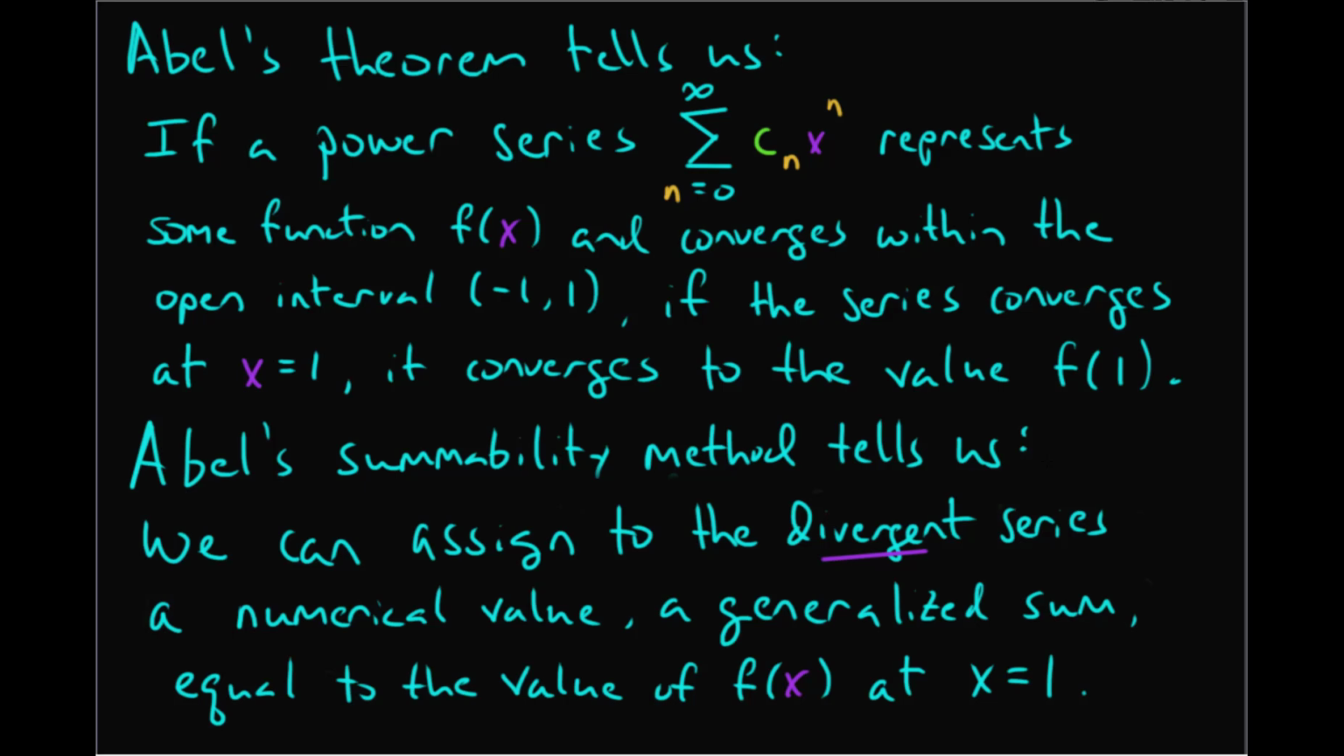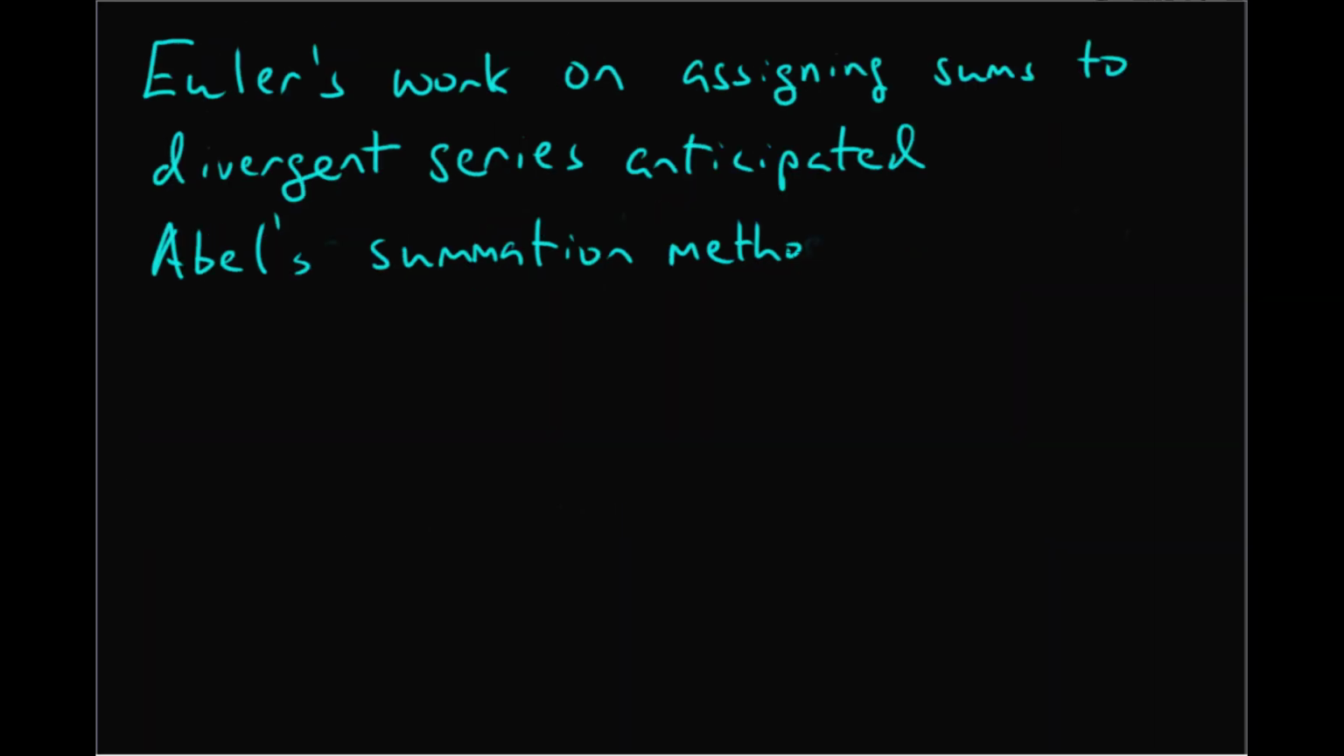One of the reasons Abel's summability method is so appealing is that for series that are known to converge, it gives us back the value for the series that we would expect, whereas we can apply it to many series that would diverge, and it will assign to those series a value that is reasonable. Now, importantly, not every series is Abel summable, but that's a discussion for another time. The important point here, however, is that Euler's work on assigning sums to divergent series was way ahead of its time. It anticipated Abel's summability method by several decades.